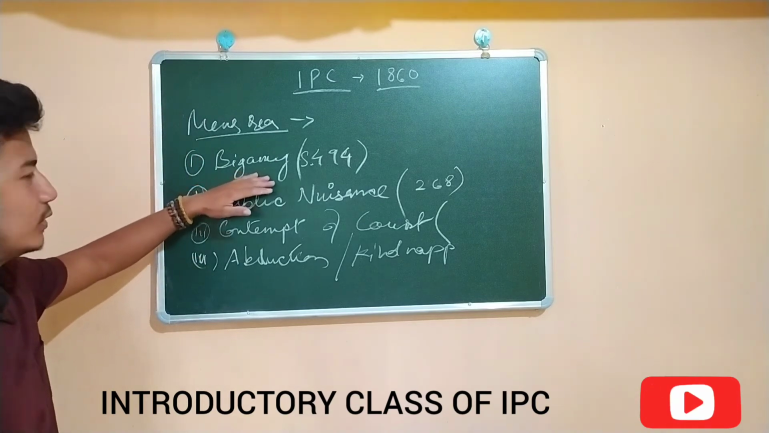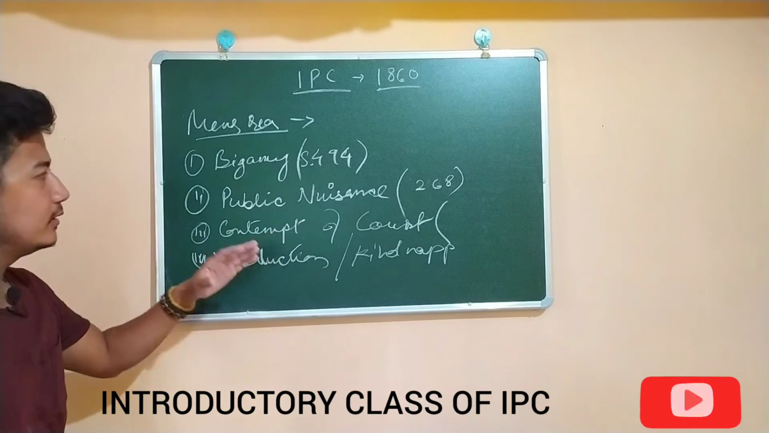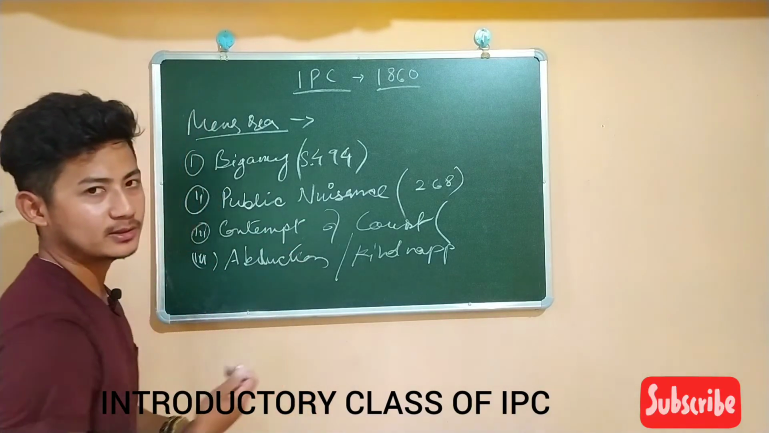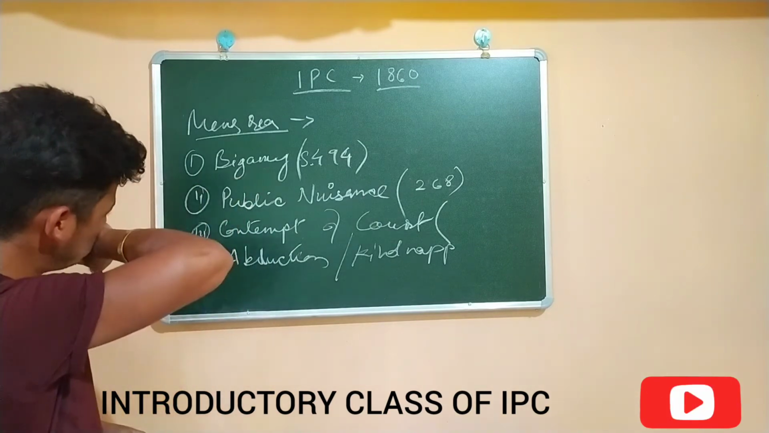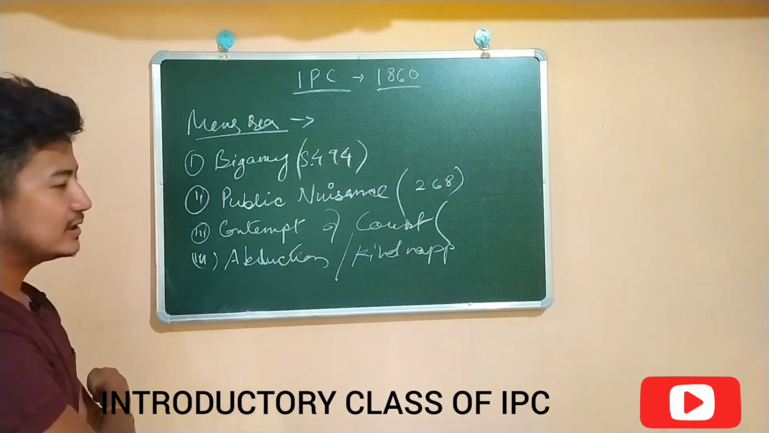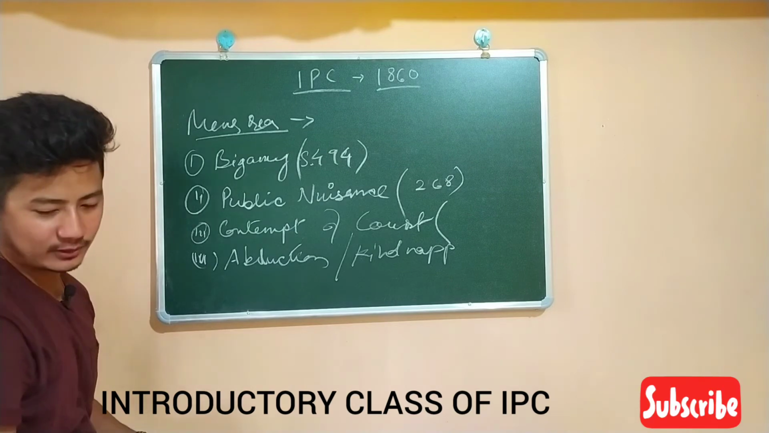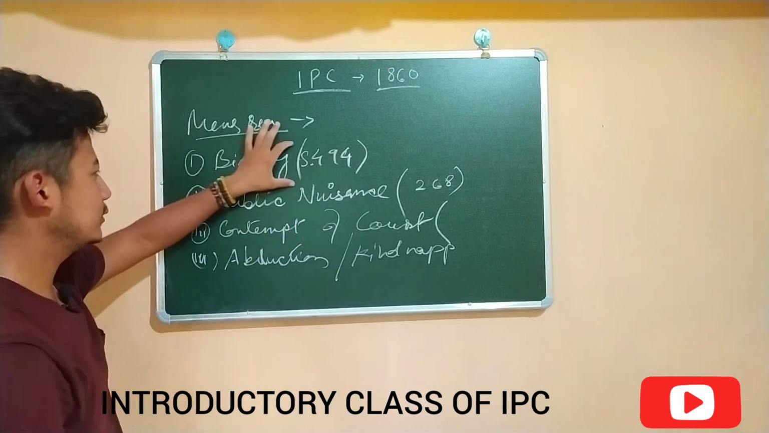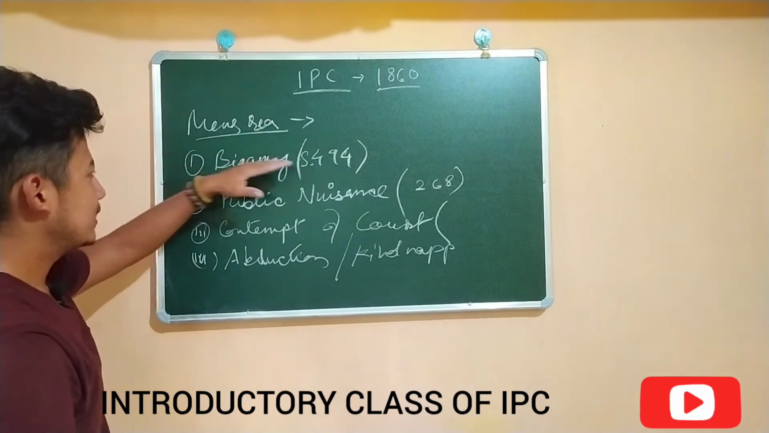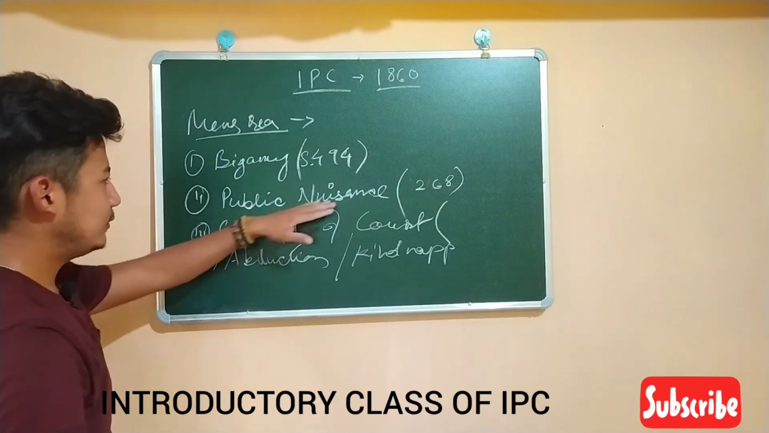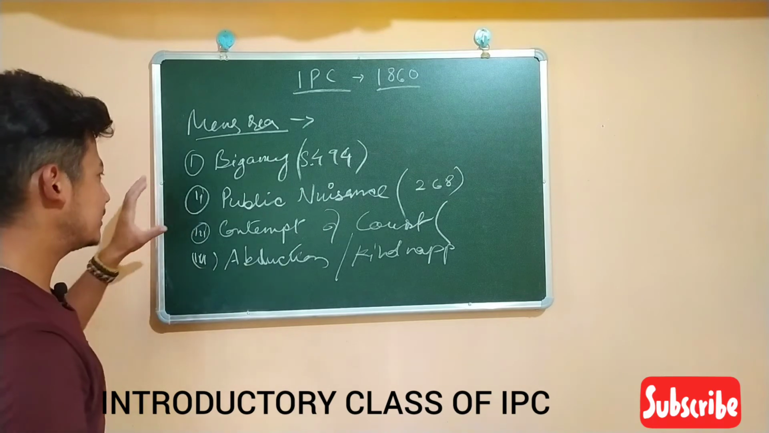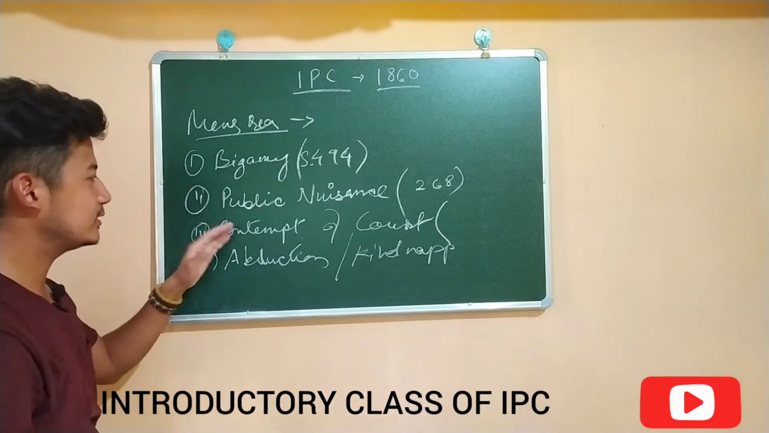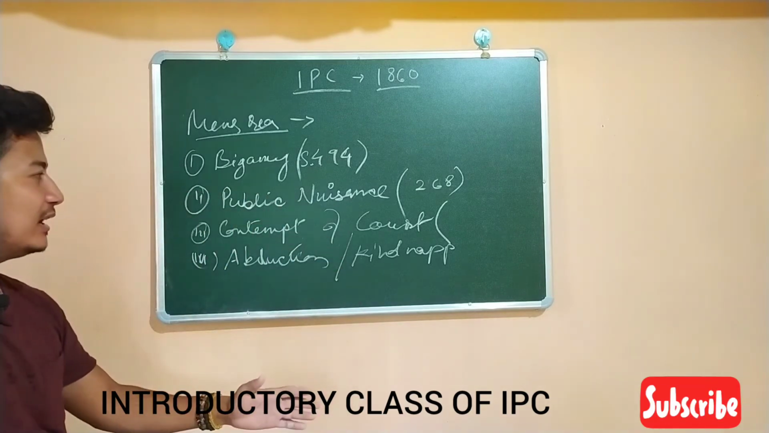Bigamy is what? Bigamy is marrying another wife. When you are already married and you marry someone else, that will be bigamy. That is also a crime, and you cannot say that you had a good intention, that you wanted to help that lady, so that's why you married another woman. So bigamy is a crime under section 494. And public nuisance, as we have discussed in the law of tort class, is a crime committed against the whole society at large.